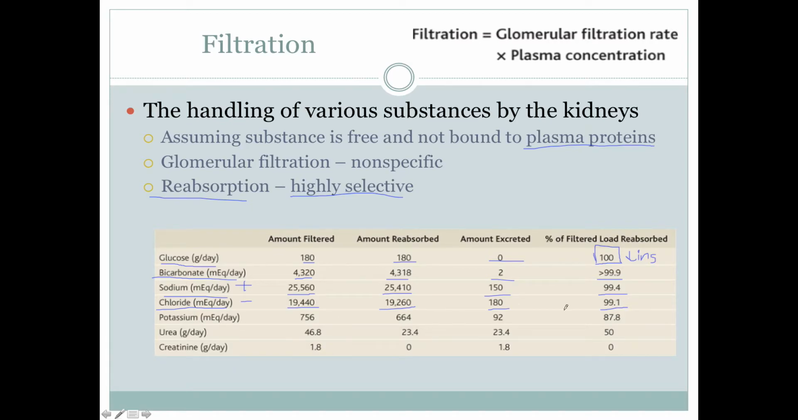And then we're starting to get into things that we have a little bit more of. So potassium, there's 756 milliequivalents per day filtered, 664 reabsorbed, 92 excreted, so only about 88% of potassium is back into the bloodstream. Then we have our waste products.